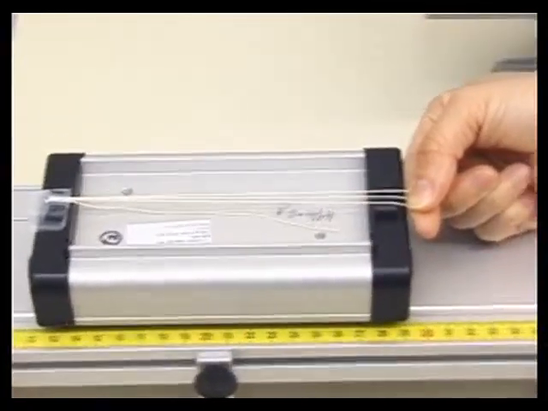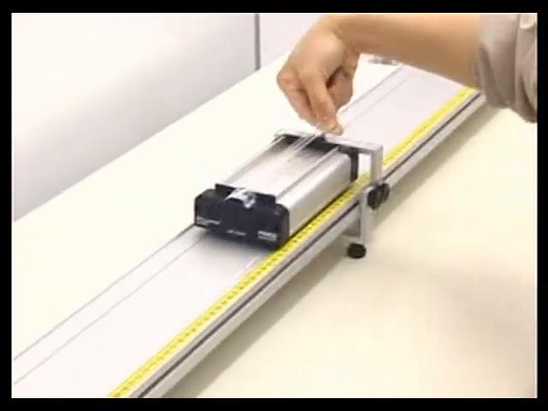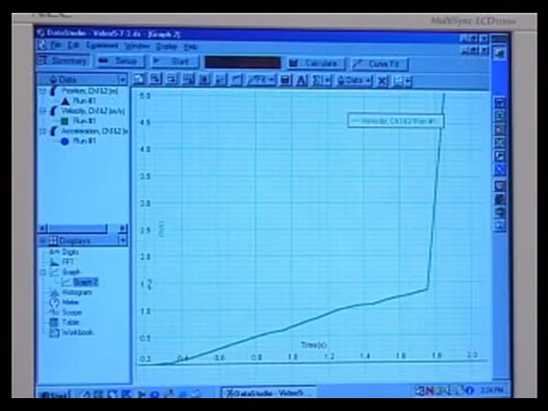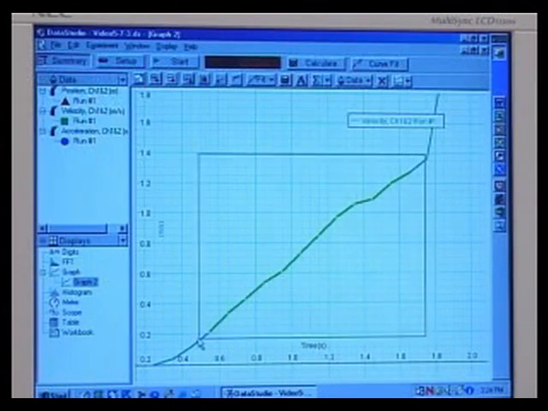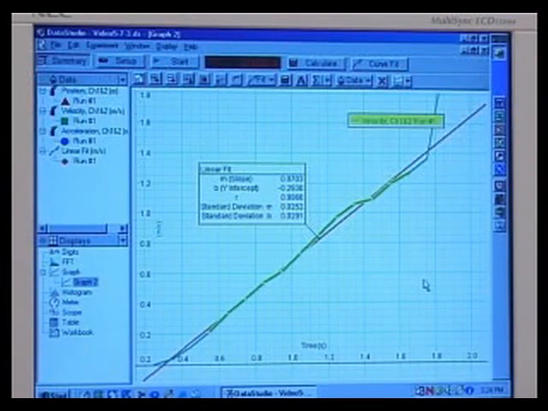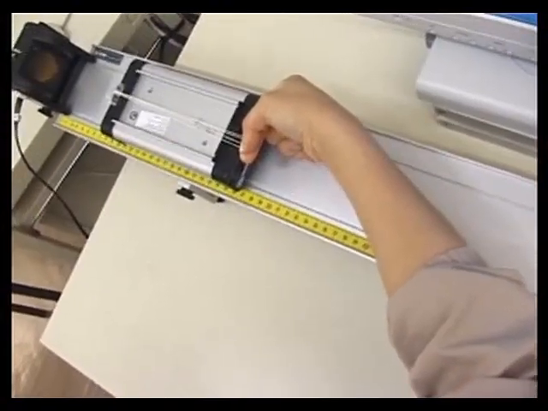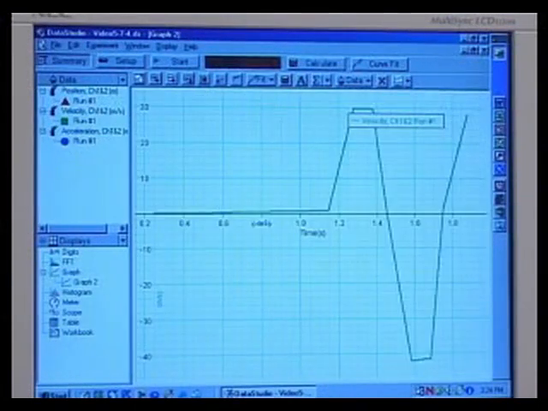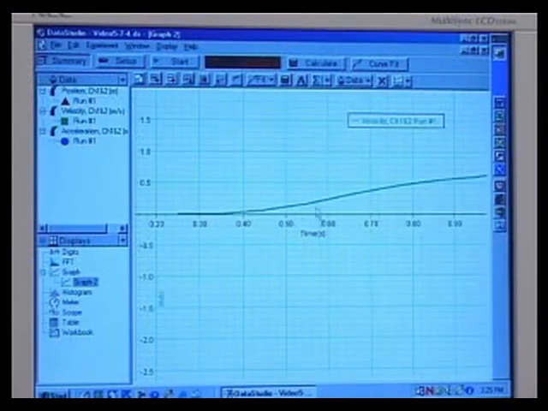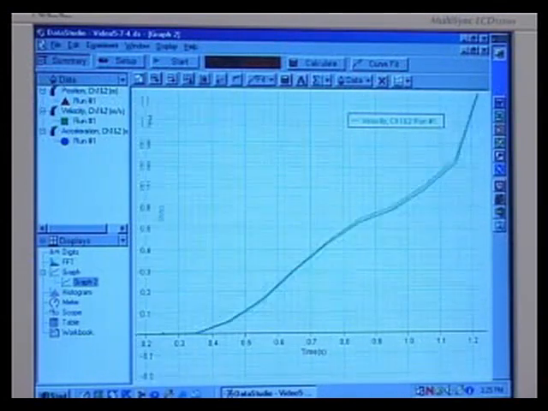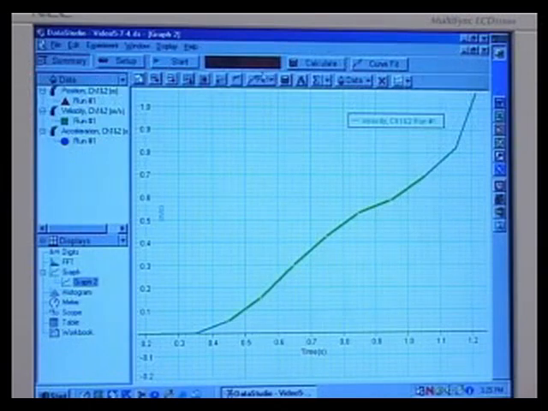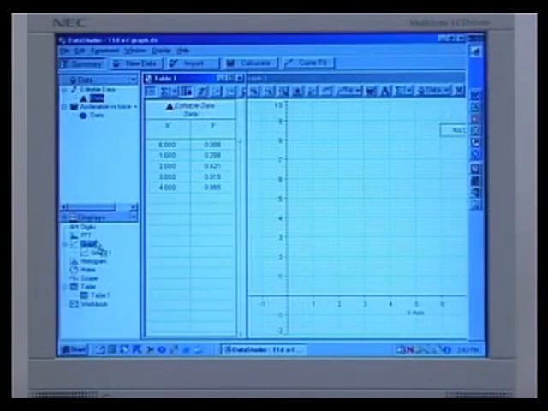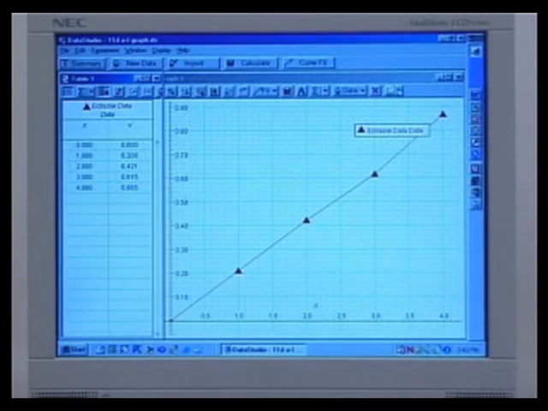Repeat the experiment with 3 elastic threads. Repeat the experiment again with 4 elastic threads. Put the results of acceleration and force in a table.